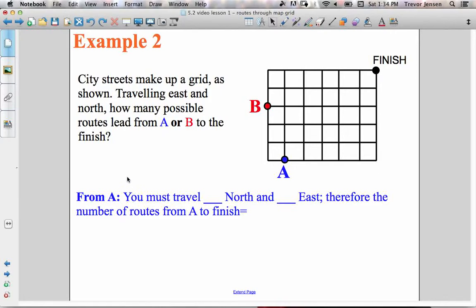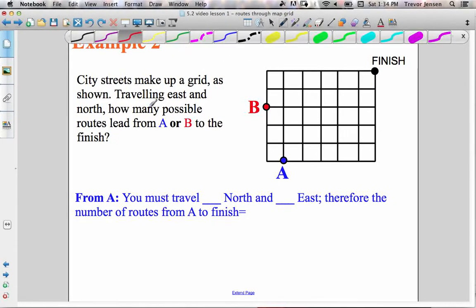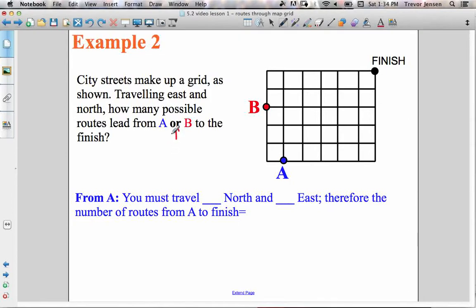For this next example, I'm going to think of it as a combination because that's what I find easier to do. So here's the new map grid. Traveling east and north only, how many possible routes lead from A or B to the finish? So hopefully you remember from last chapter, when you see the word or, the operation you should be thinking of is plus.